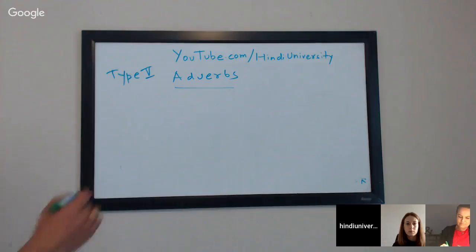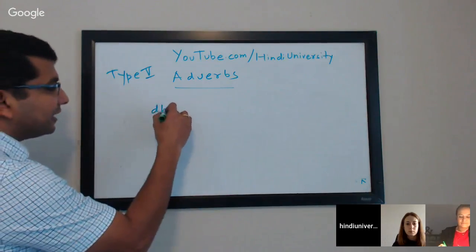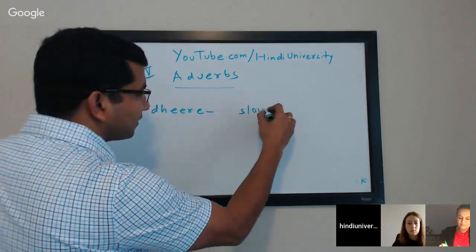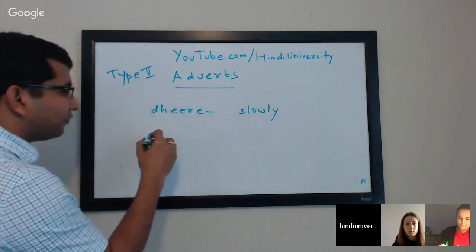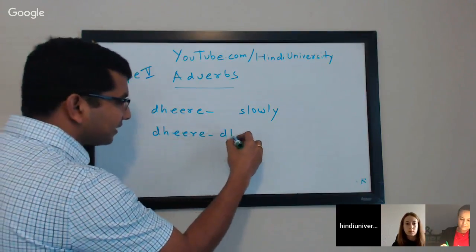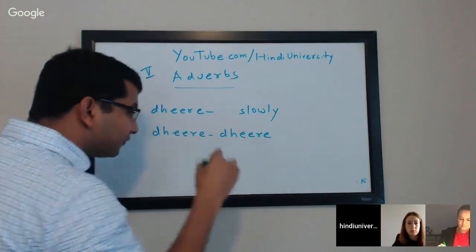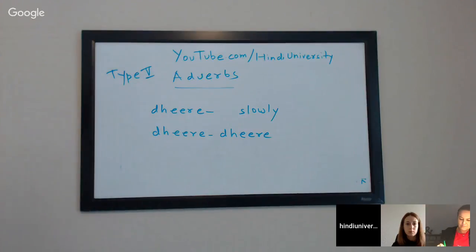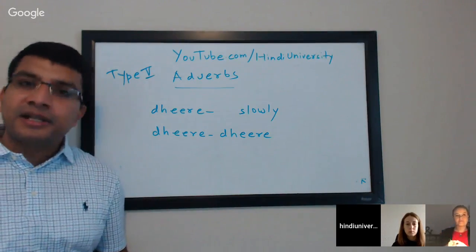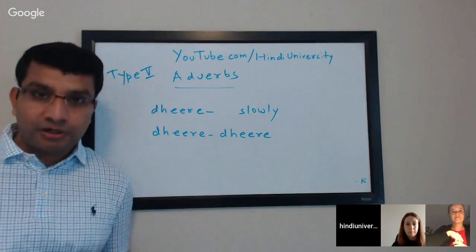The first one is, as you know, dheere is slowly, okay? And then if you say it twice, dheere dheere, right? There are many songs, even if you YouTube it, you will find many songs with that. And again, you can use it in the imperative sense as well, that dheere dheere kaam karo, like work slowly, don't rush, okay?